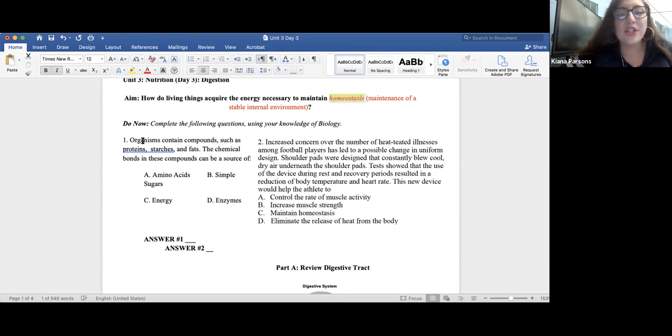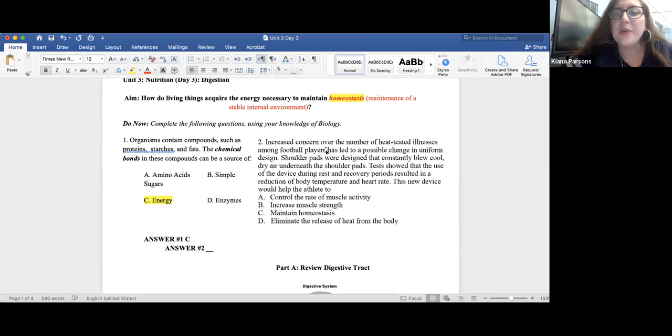All right, so question number 1. Organisms contain compounds such as proteins, starches, and fats. The chemical bonds in these compounds can be a source of. So what is stored in the chemical bonds? I hope you all remember it's the energy, which is why we like to eat more complex molecules because they have more energy stored in the bonds.